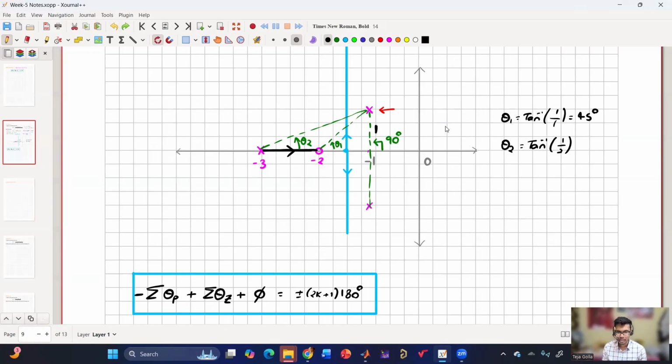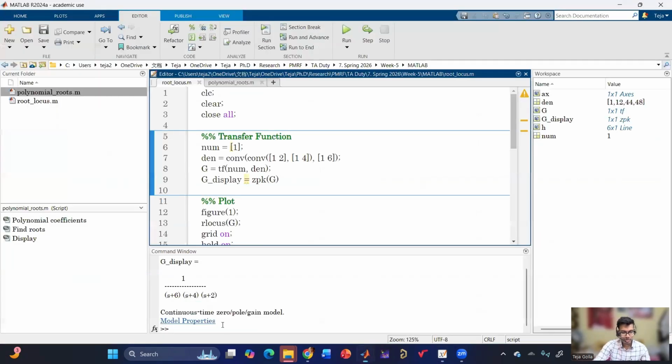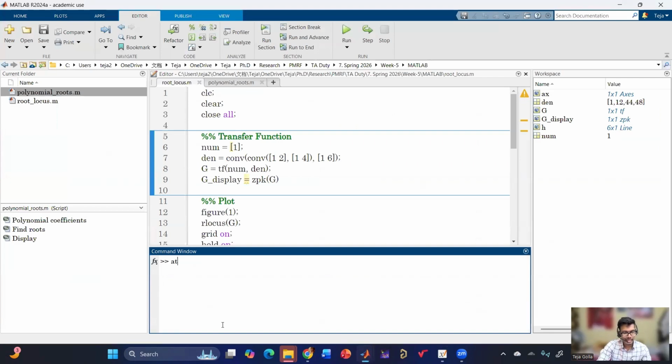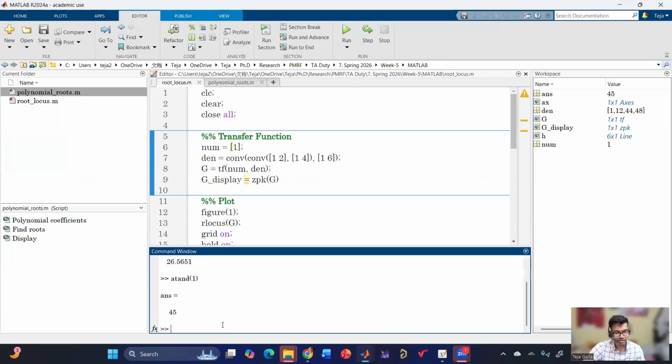Okay. So now we have to calculate tan inverse 1 by 2. Again, because I have MATLAB, I know the command. It is atan of 1 by 2, so that is 26.56. You can check if you have a calculator. So atan of 1 is 45, and atan of 1 by 2 is 26.56.